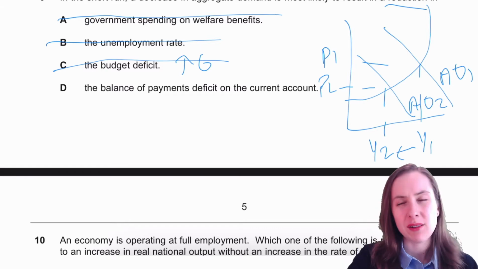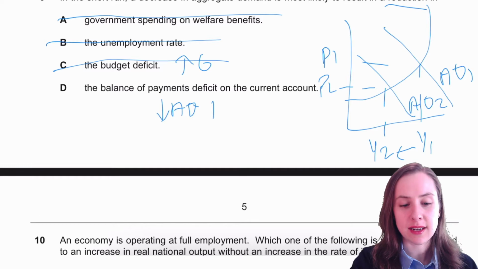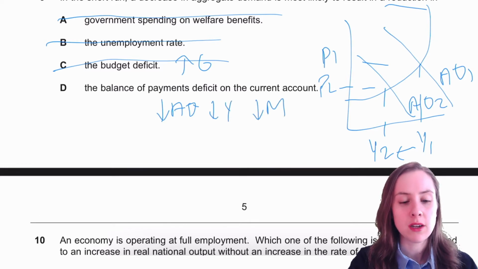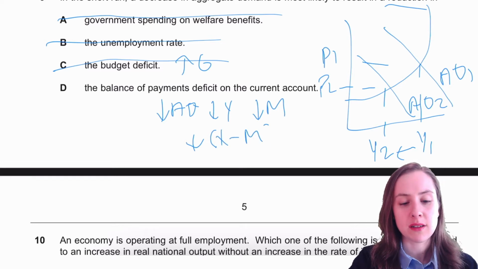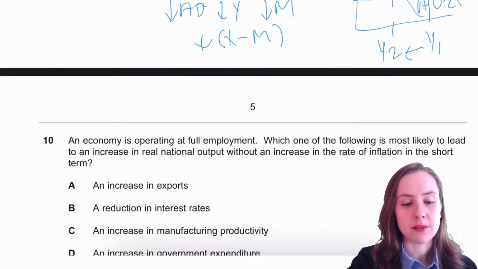Balance of payments, yeah, okay, strange, but if there's less AD, there's less income, including household income, so then they can buy fewer imports. With fewer imports, X minus M rises, and that's what that means. The balance of payments deficit on the current account will get smaller.